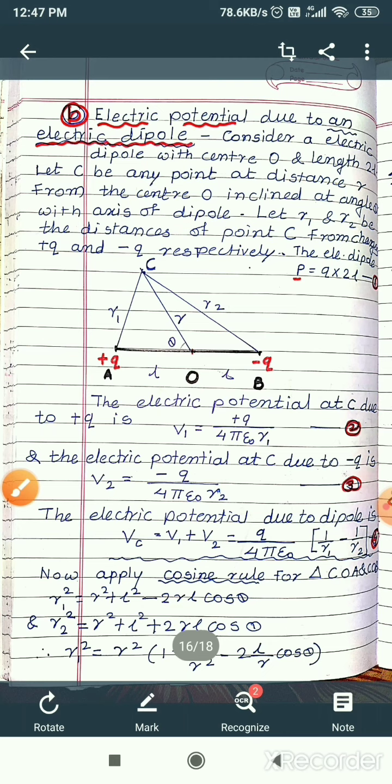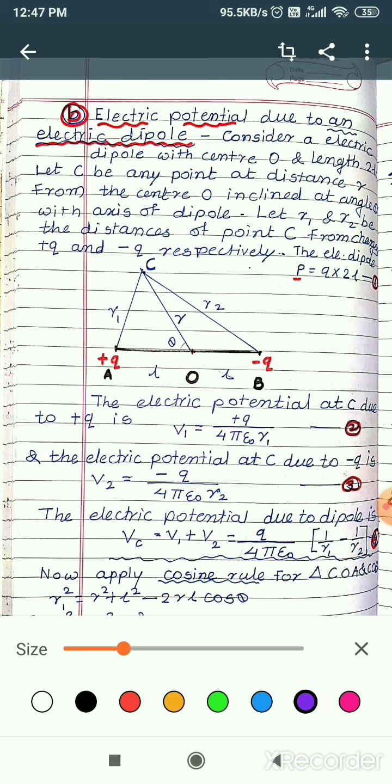The electric dipole moment is denoted by P, and it is the product of charge and the distance between them, which is 2L. Therefore, P is the electric dipole moment. P is equal to q into 2L. Di means two and pole means polarity.